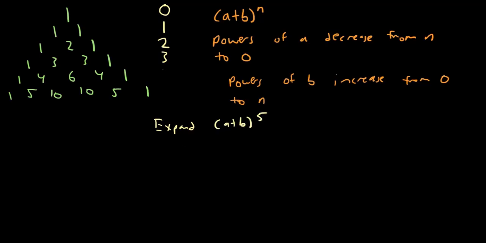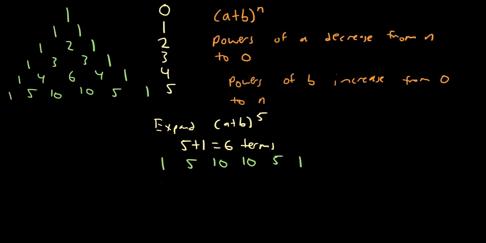And this time we're going to look at row 5 of Pascal's triangle. We're going to remember that there are 5 plus 1 terms, which equals 6 terms. And then we're going to look at row 5 of Pascal's triangle. Row 5 of Pascal's triangle is 1, 5, 10, 10, 5, 1. And so these are going to be our coefficients for when we expand this binomial expression.